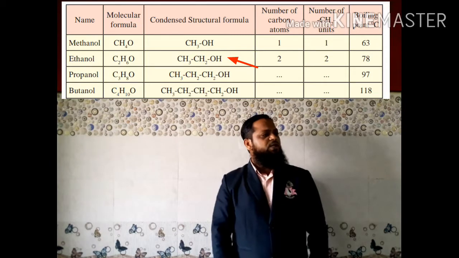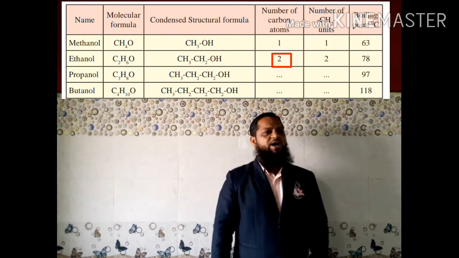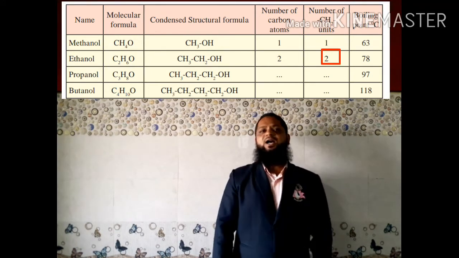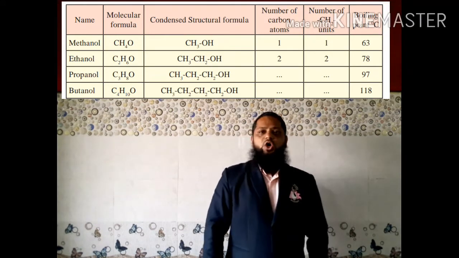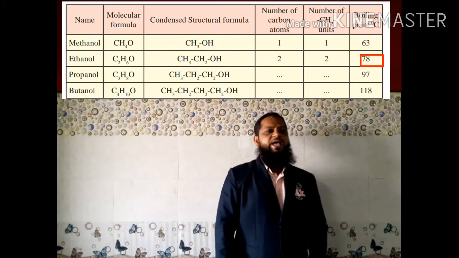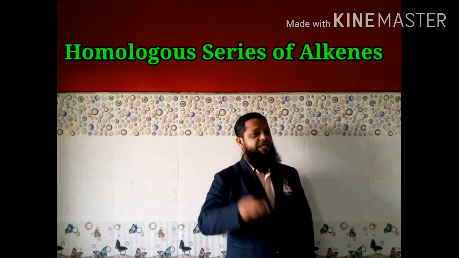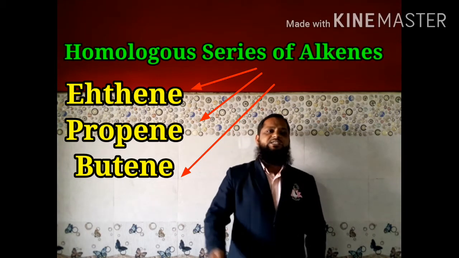CH3CH2OH. In this condensed structure, 2 carbon atoms are present and 2 CH2 units are present. The boiling point of ethanol is 78 degrees Celsius. Now let us see the homologous series of alkenes, that is ethene, propene, butene, pentene, and so on.